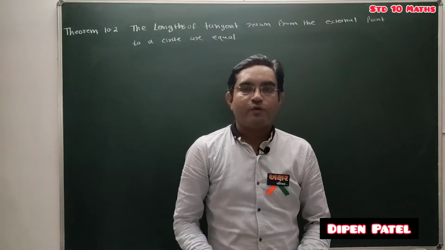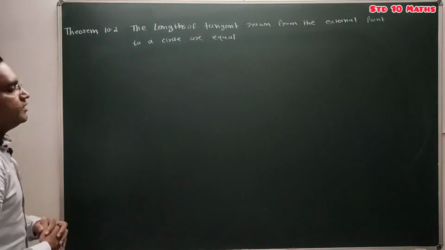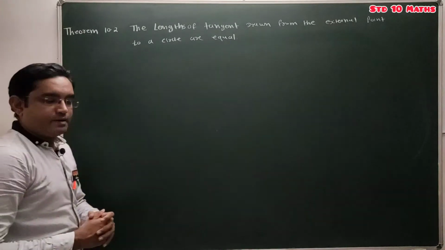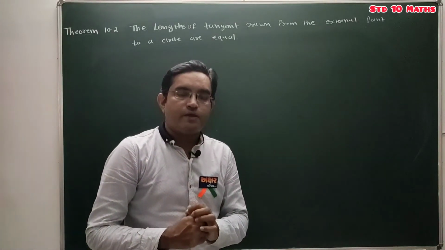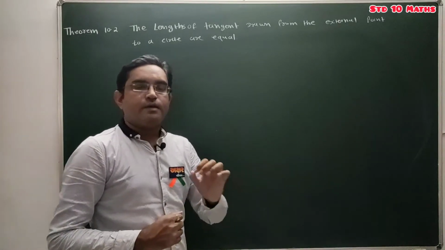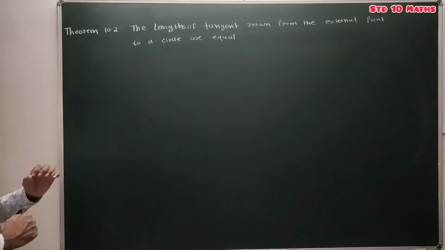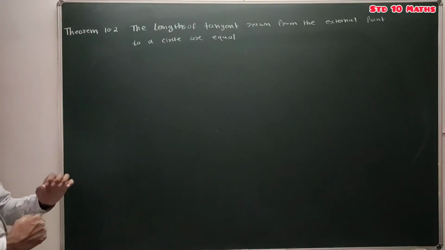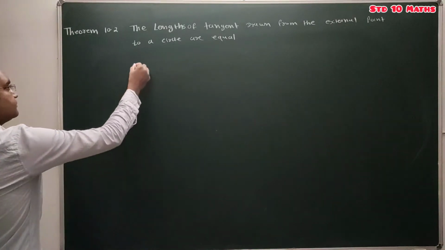In this video we are going to discuss the proof of theorem number 10.2. Theorem 10.2 says that the length of tangents drawn from an exterior point to a circle are equal. The lengths are equal. So what are we given?